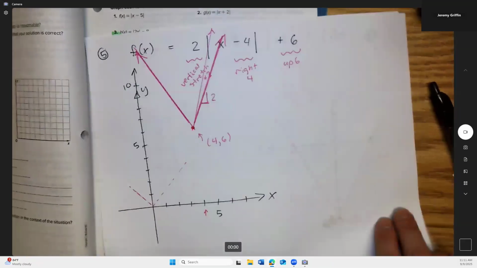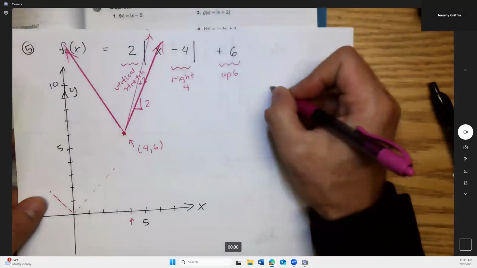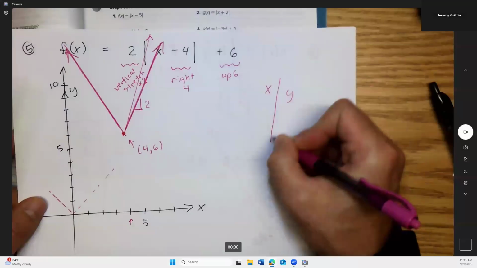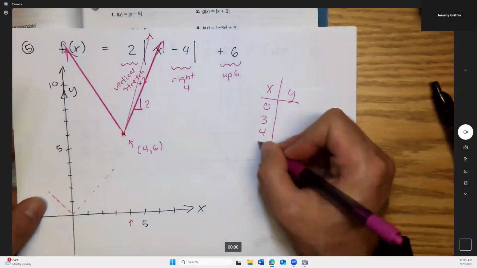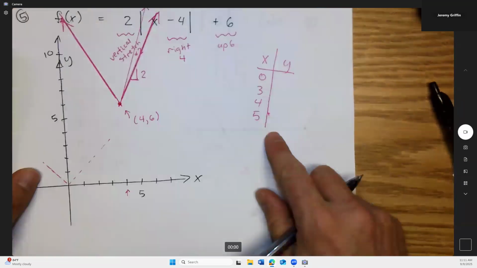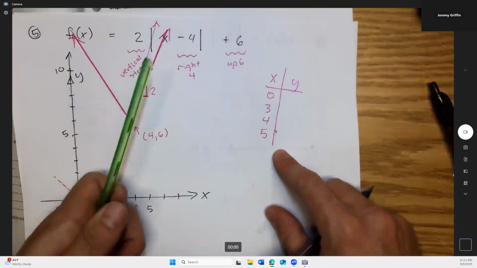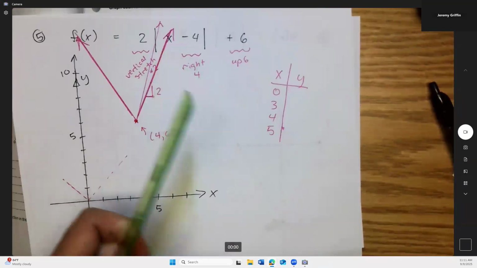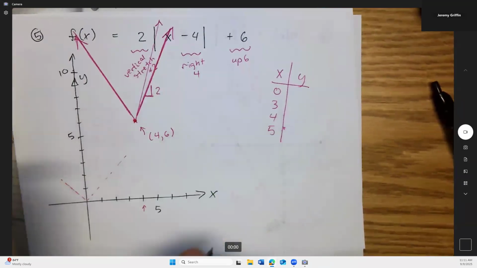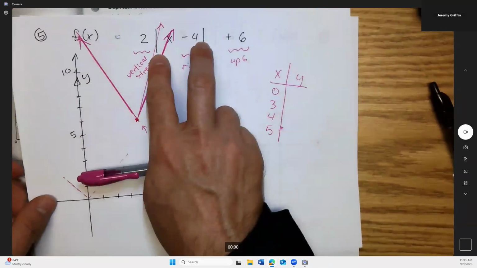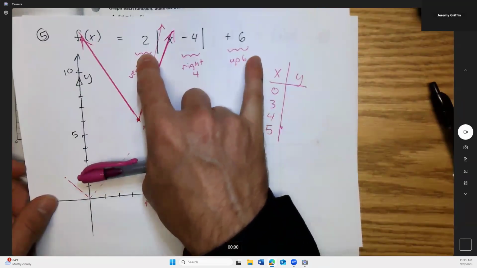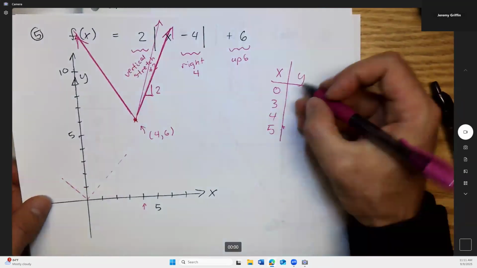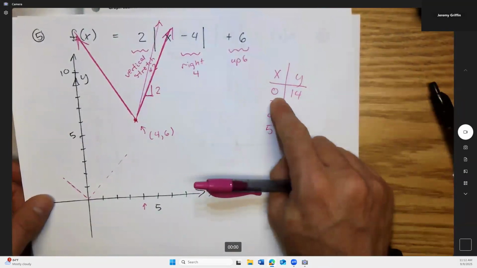Okay. Let's see if an XY table would agree with that. We'll just come up with some values. So what's going on at 0? Let's do 0, 3, 4, and 5. Right. Okay. So when x is 0, what's 0 minus 4? -4. What's the absolute value? 4. What's 4 times 2? 8. What's 8 plus 6? 14. So when x is 0, y is 14.